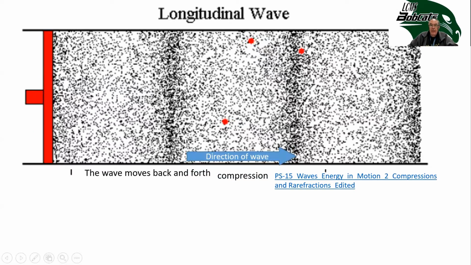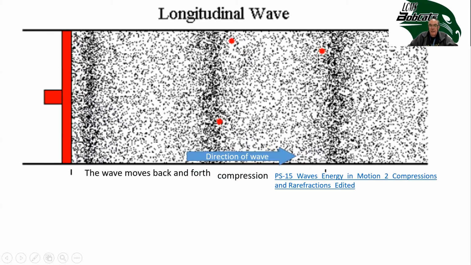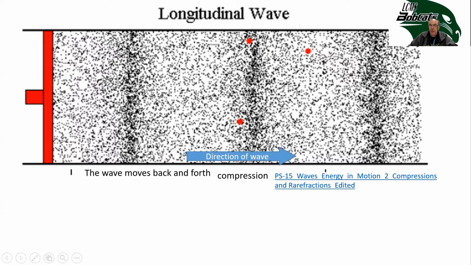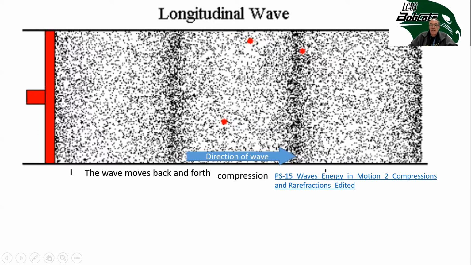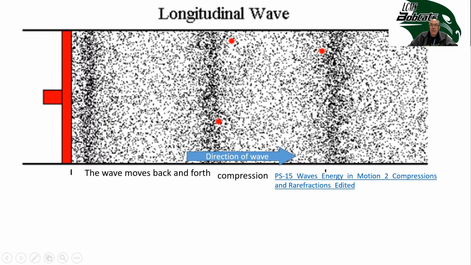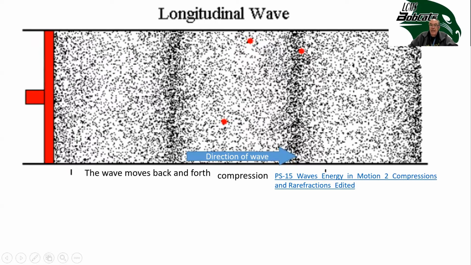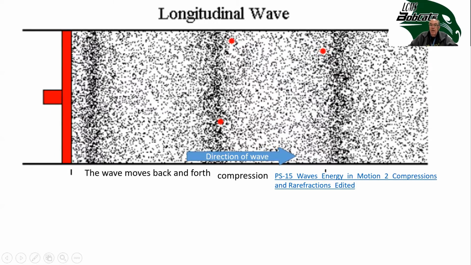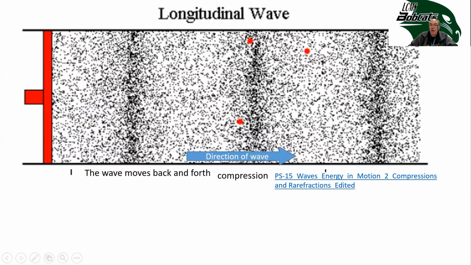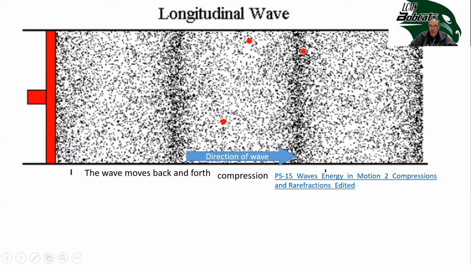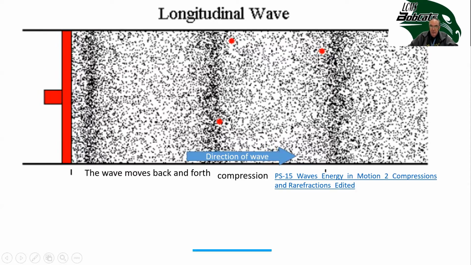So we see that the wave is traveling this direction, like this compression is traveling along and going this way. But the energy is going, like if this was air, the energy would be going through the air, but not taking the air with it. And the particles would be vibrating back and forth, but they would be staying relatively in their same spot.